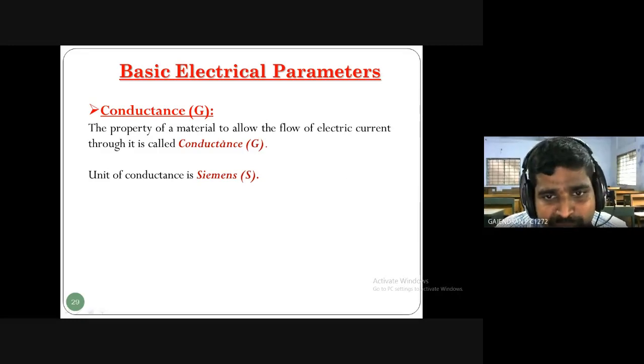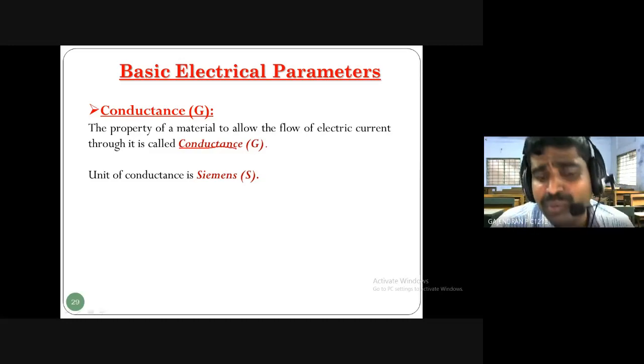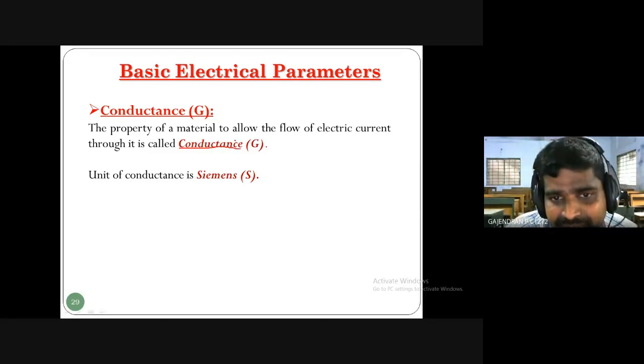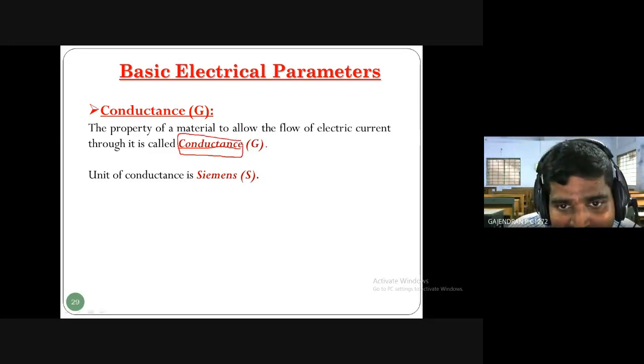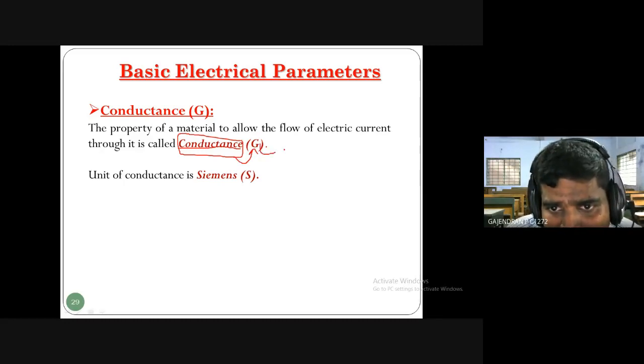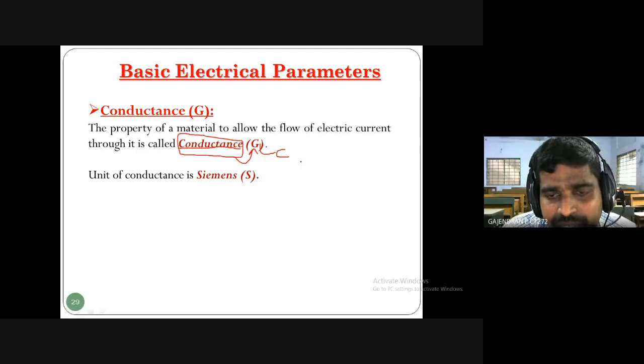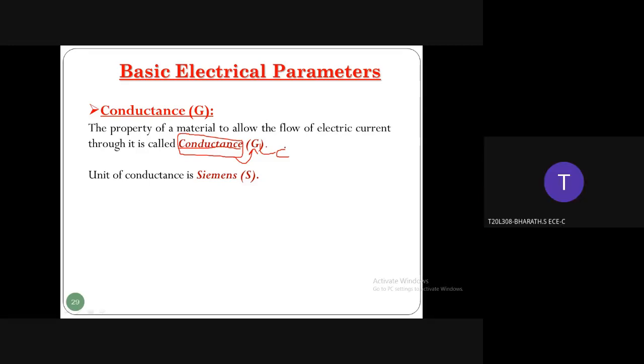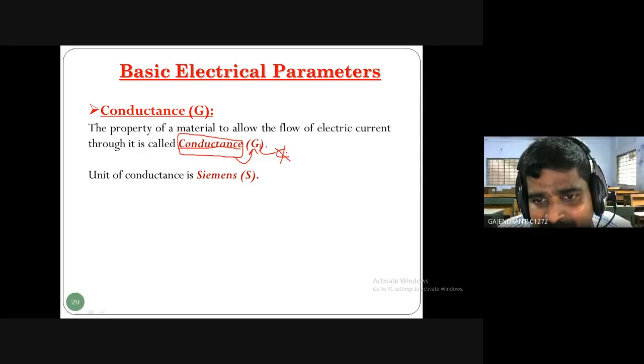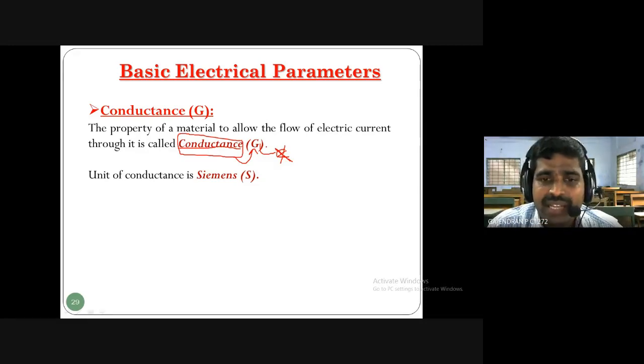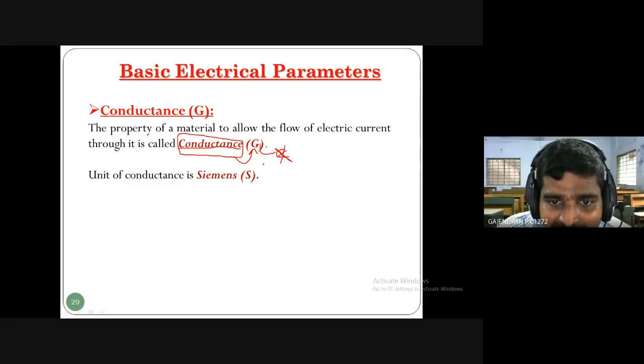So the property of the material to allow the flow of electric current is called conductance. This is the new quantity. Conductance, this quantity, what is its symbol? Capital letter G. Why not capital C? Can anyone tell? Capacity is there, sir. Already G is reserved for gravity, and C is already reserved for capacitors. Therefore we are using G for conductance. Clear? Then what is the unit of conductance?